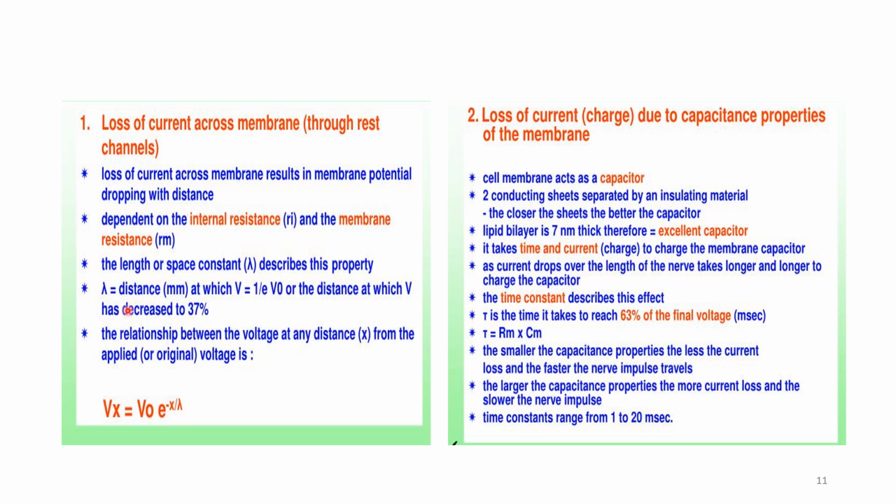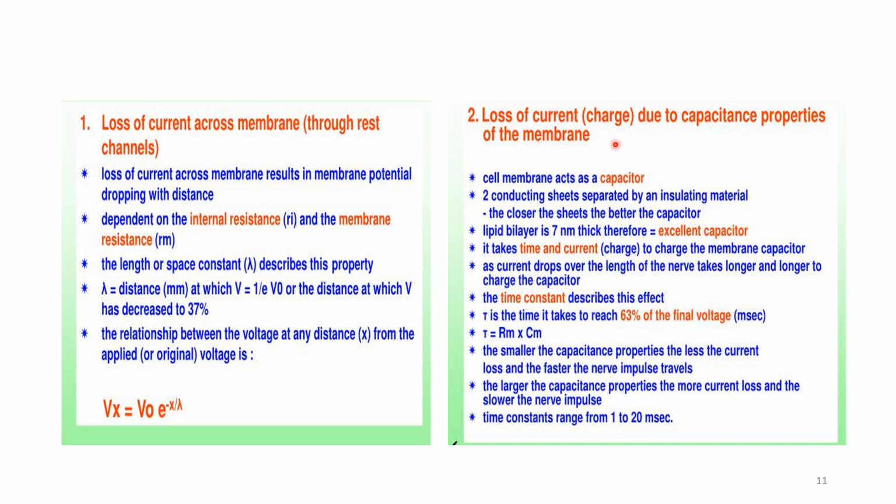So lambda is the distance at which V, that is voltage, has decreased to 37%. The formula is V equal to 1 by e times V0. The relationship between the voltage at any distance x from the applied or original voltage is: Vx, the voltage at that particular distance, is equal to V0, the initial voltage, times e to the power of minus x by lambda.